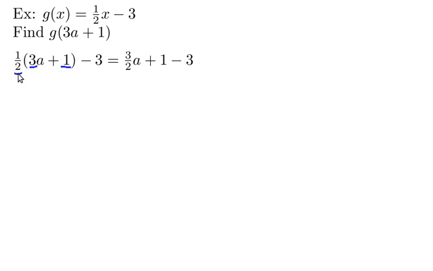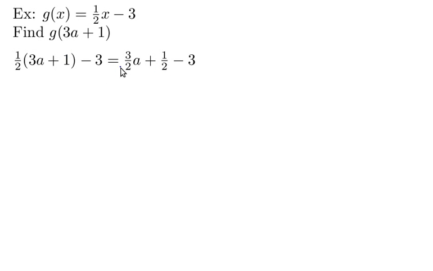So 3 times 1/2 will give you 3 halves. Oh, I did not distribute correctly. I'm glad I caught that. So that should be 1/2 times 1 will give you 1/2, which is where we get this 1/2. So 3 halves a plus 1/2 minus 3.